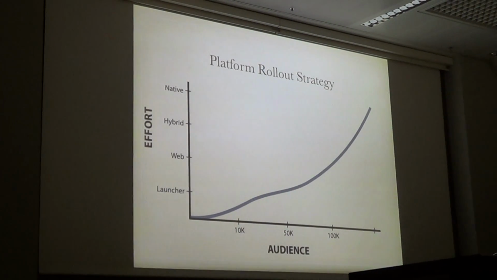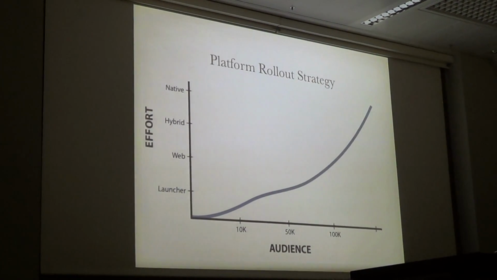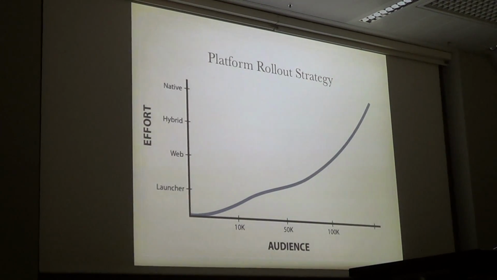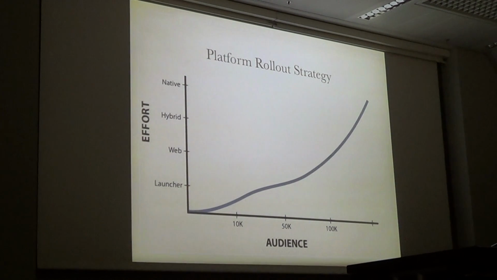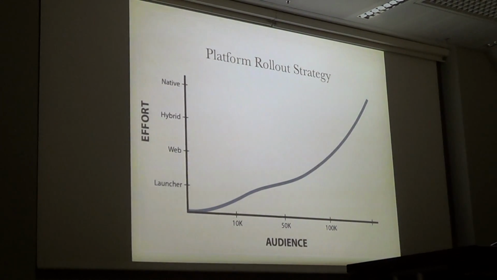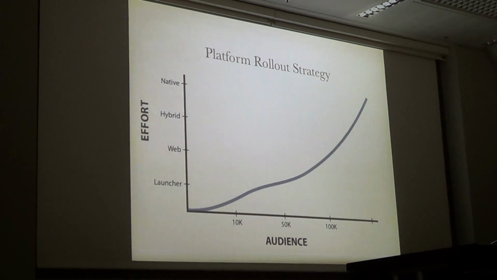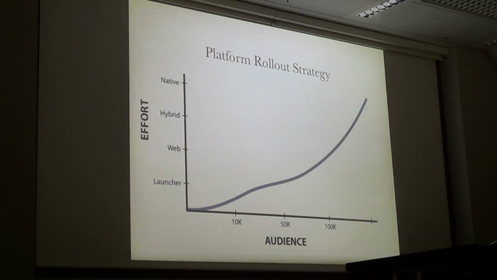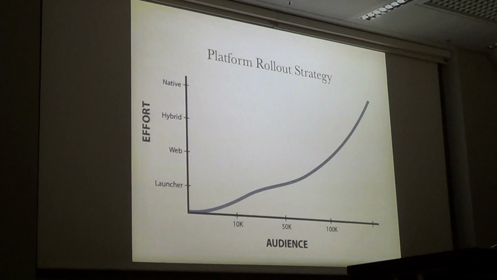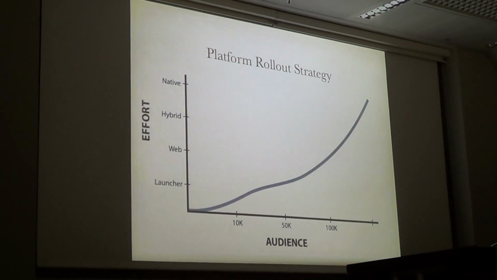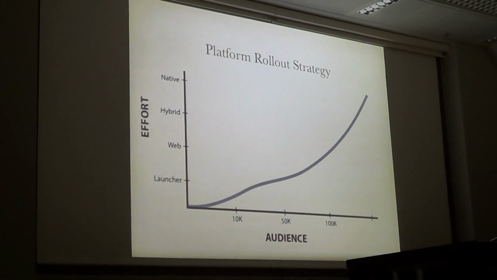So we start with the least effort, which is a launcher, something that just launches the browser. And we observe, we see what feedback we're getting, we see the numbers, and we step that up. We can go to a web or a hybrid, or give it more and more native functionality as we see the platform evolving. That's the case, for instance, with Bada. We did a really, really simple launcher. 2,000 downloads so far in the last couple of months, so we're probably not going to do much more.